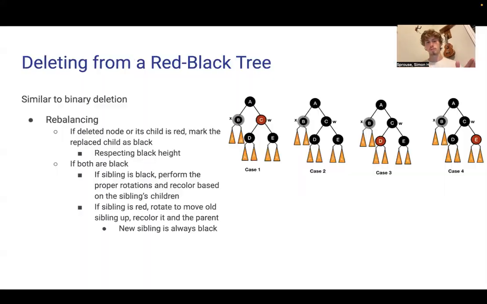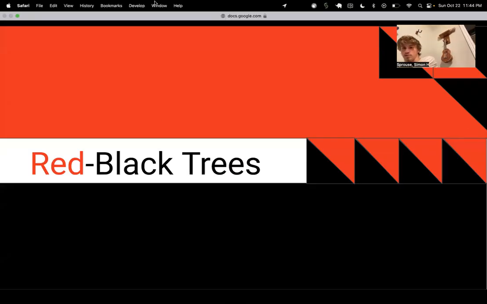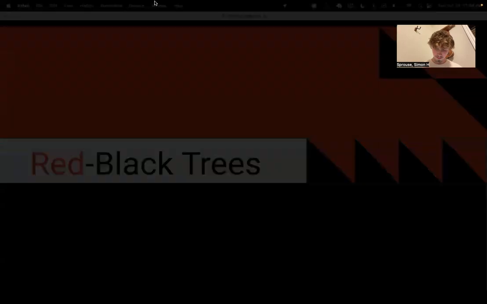That's just an overview of red-black trees, overview of 2-4 trees. I'm going to actually show some examples. So let me pull up my iPad really quickly.